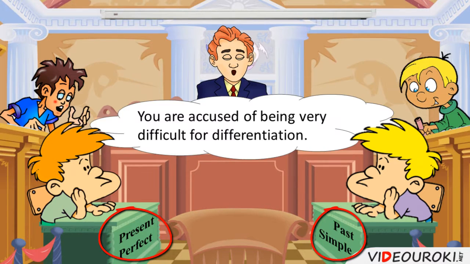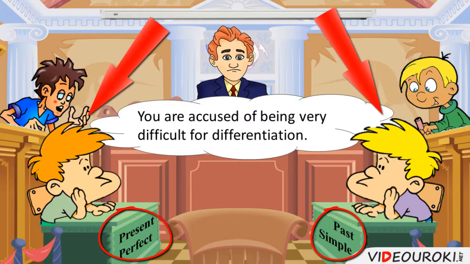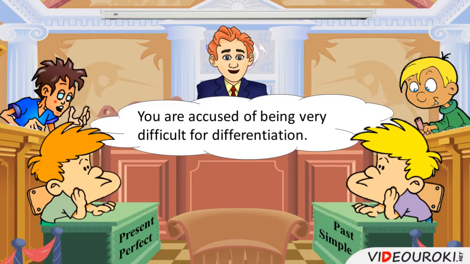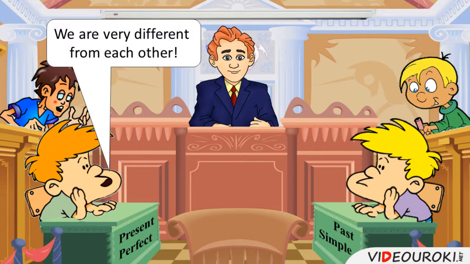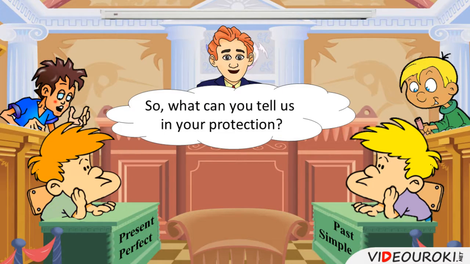You are accused of being very difficult for differentiation. Вы обвиняетесь в том, что вас очень тяжело отличить друг от друга. Oh, it's not true. We are very different from each other. So, what can you tell us in your protection? Что вы можете сказать нам в свою защиту?